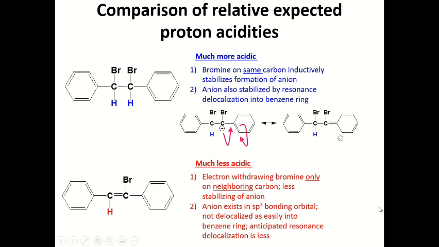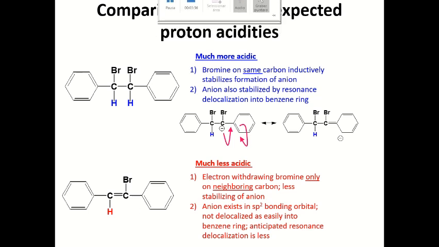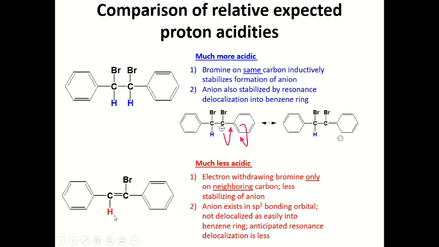The other proton is much less acidic: the electron withdrawing bromine is only on the neighboring carbon, which is less stabilizing of the anion. Also, the anion exists in an sp2 orbital, not delocalized as easily into the benzene rings. Anticipated resonance delocalization is less in this case, right? Therefore, you need a stronger base to remove this proton.